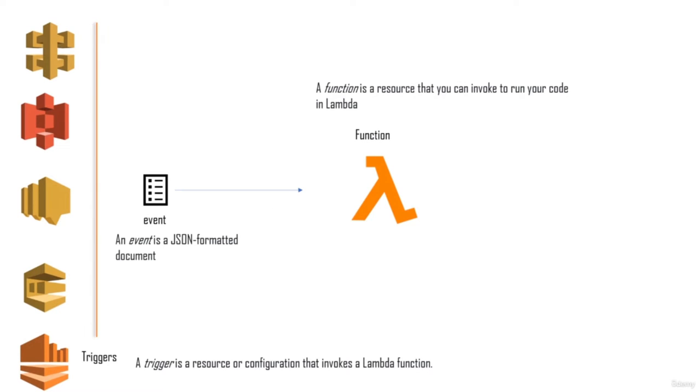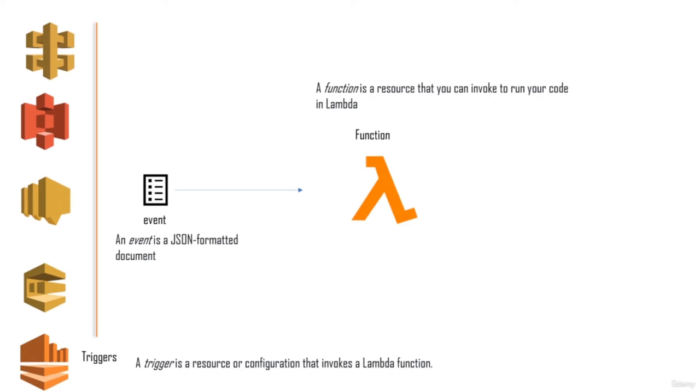So now before we proceed any further, I would like you to know three terms, and they are the function, the event, and the trigger. So a function is a resource that can invoke your code in Lambda. So that's a very straightforward definition. Now to invoke your Lambda, you need to set a trigger for it. A trigger is basically a resource or a configuration that invokes a Lambda function.